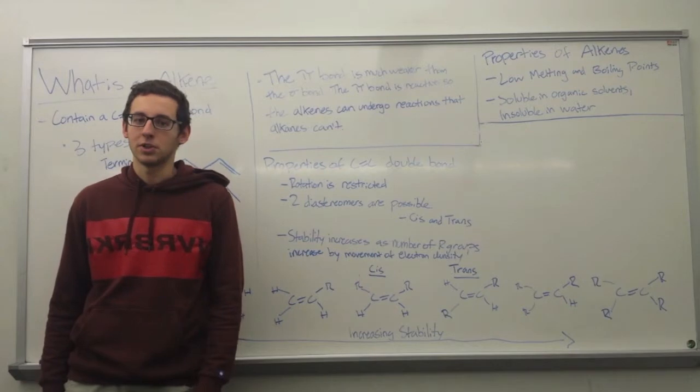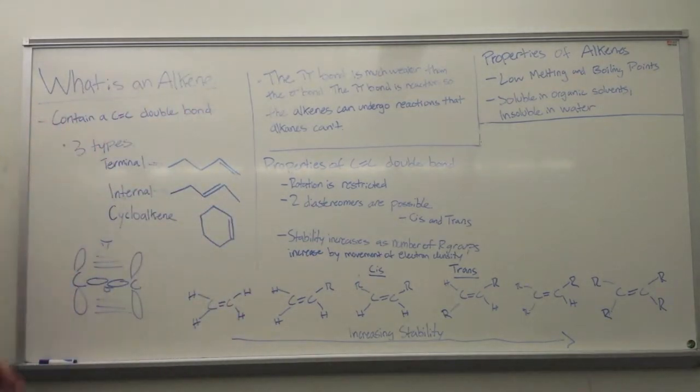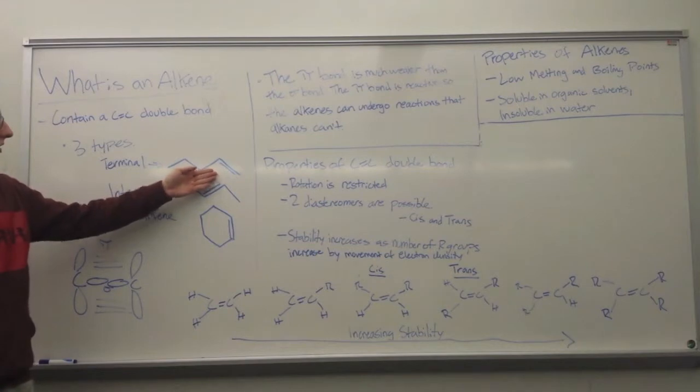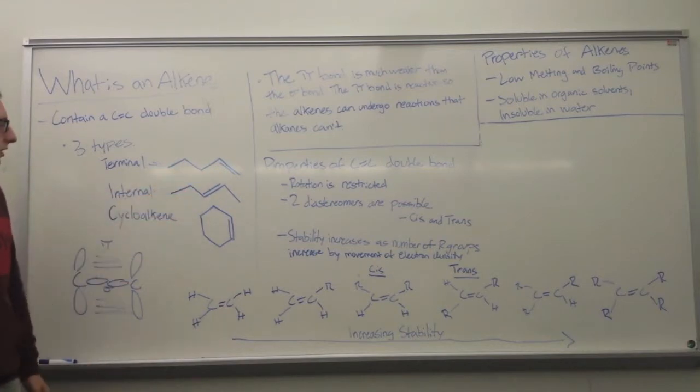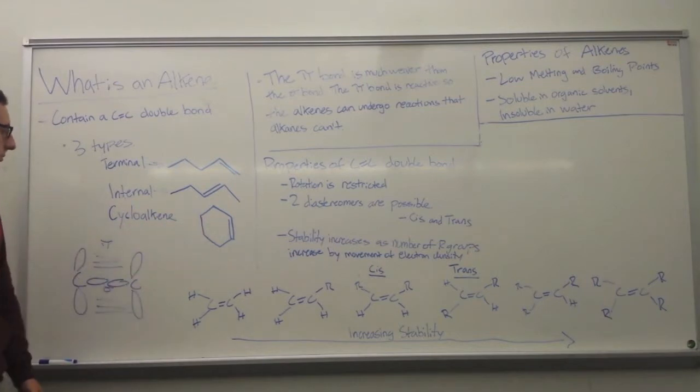We're in Organic Chemistry 2310, and we will be talking about alkenes today. An alkene has a carbon-carbon double bond, and there are three types: terminal, internal, and cycloalkene. The terminal alkene has the double bond at the end of the chain, internal has the double bond in the middle of the chain, and cycloalkene has the double bond in a cyclic compound.